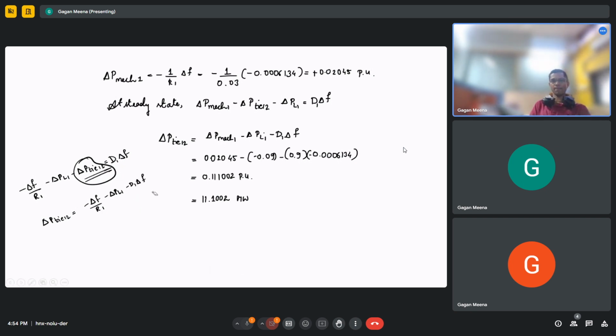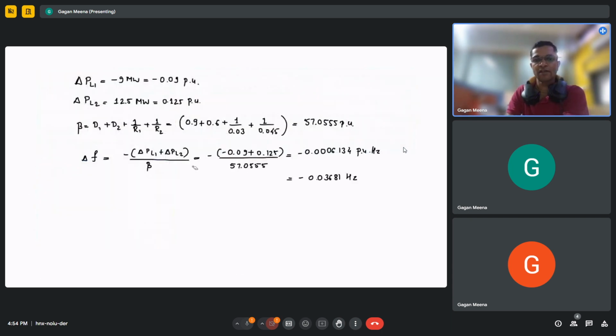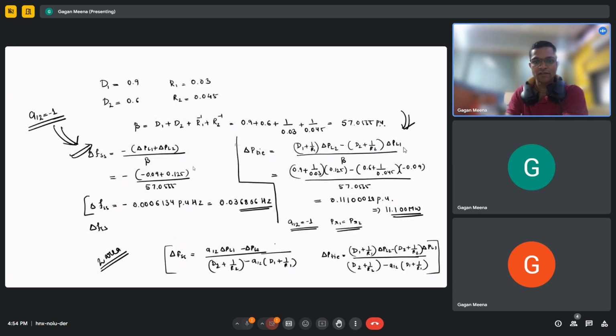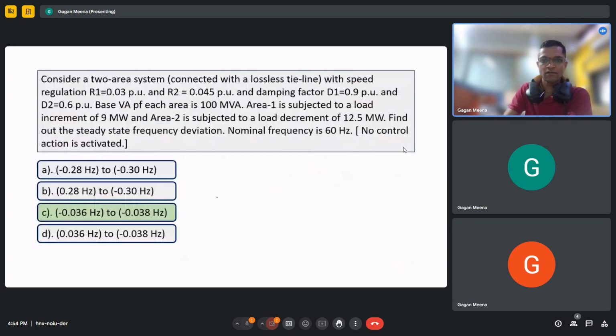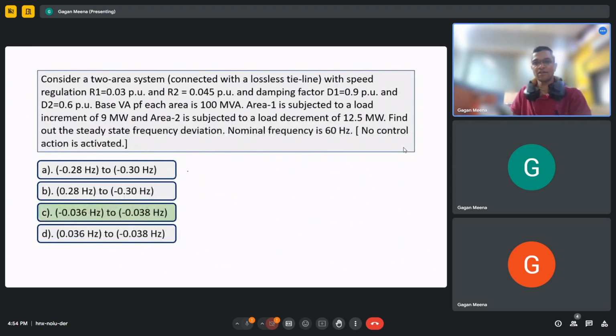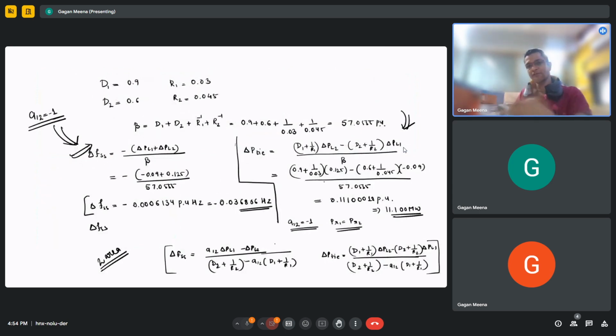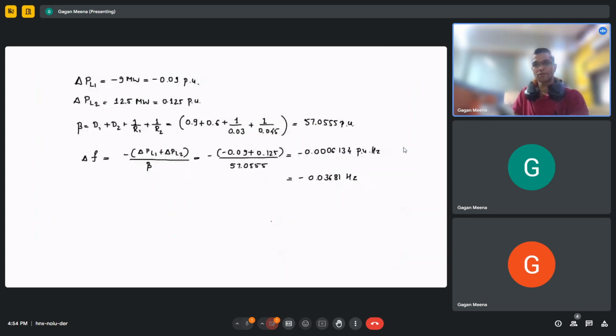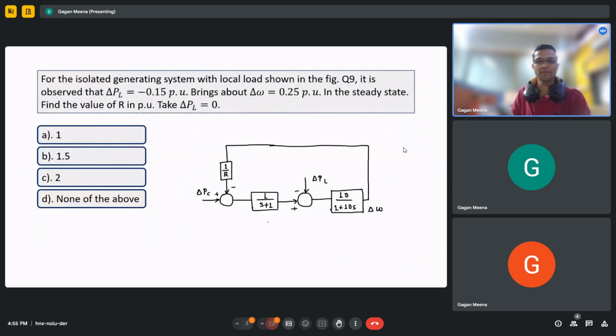Because delta F is negative here, this is negative, so this will become negative. This will become positive. So this is method 2. Actually both the methods are the same only, because we have received these equations and after substituting that only we have solved this. So you can use any of these two methods.